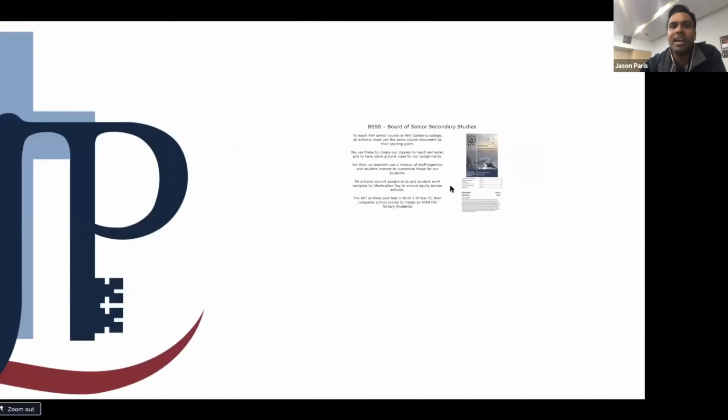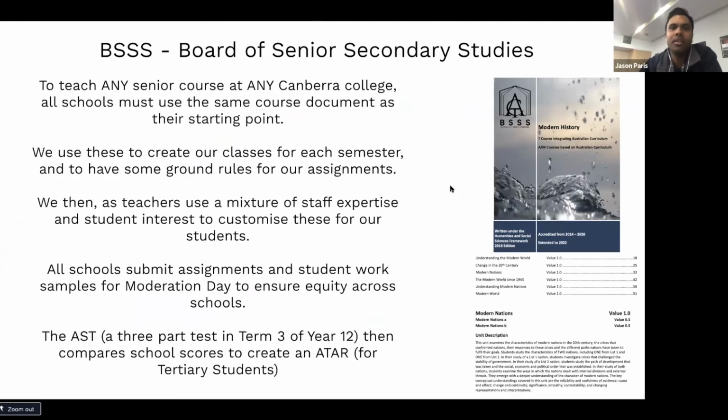So how does it all work? Regardless of whichever school you go to, every senior course starts off from a BSSS course document. The BSSS is the Board of Senior Secondary Studies. And from there, it gives direction and criteria for what each unit is.